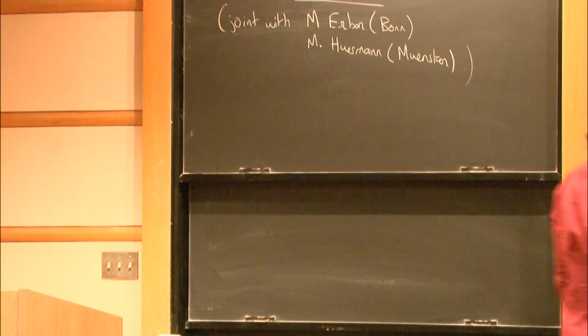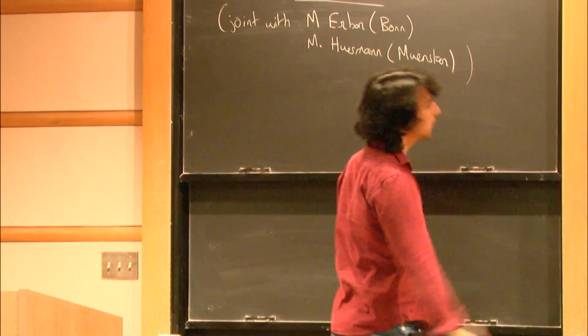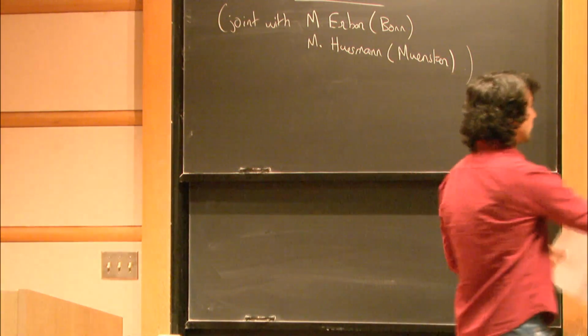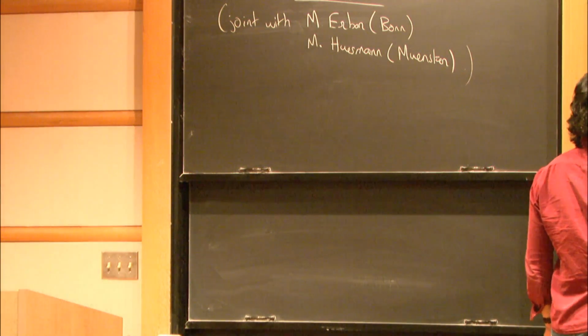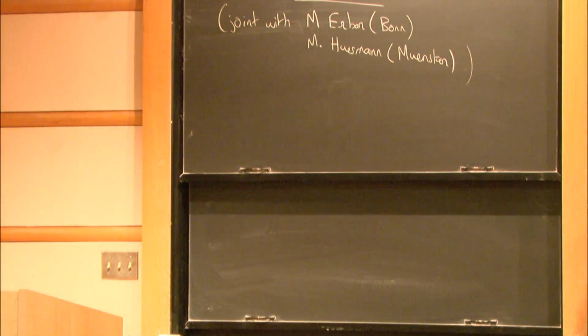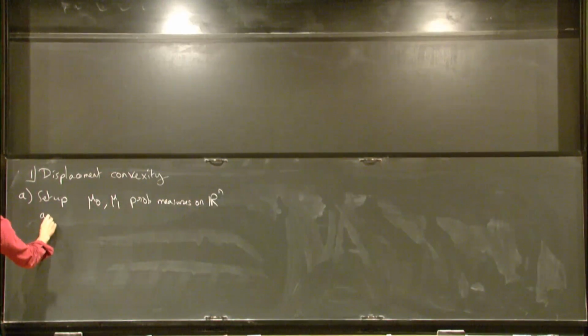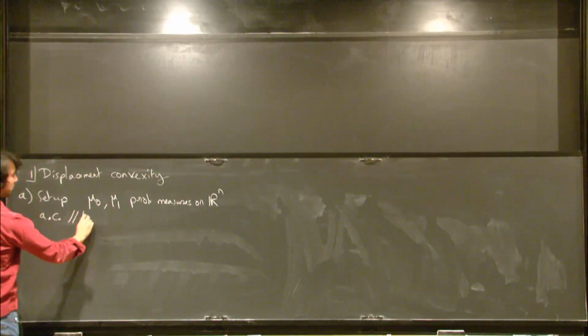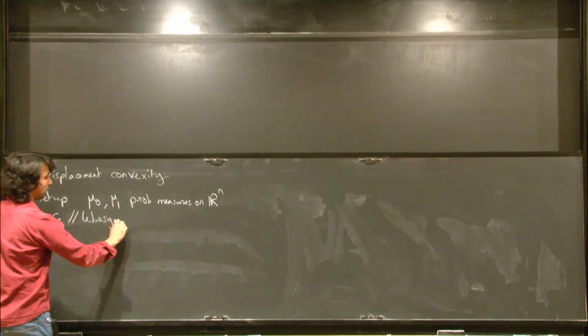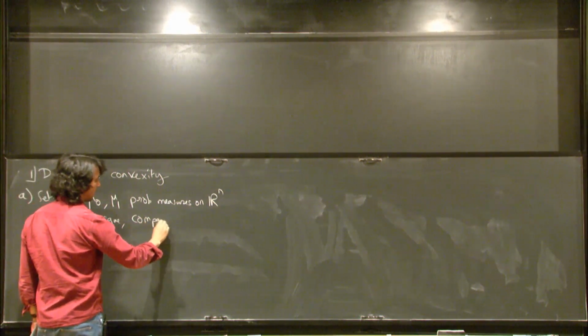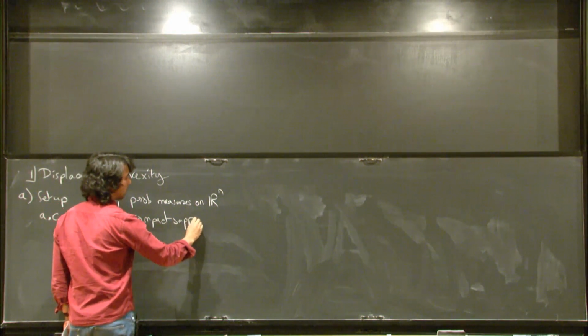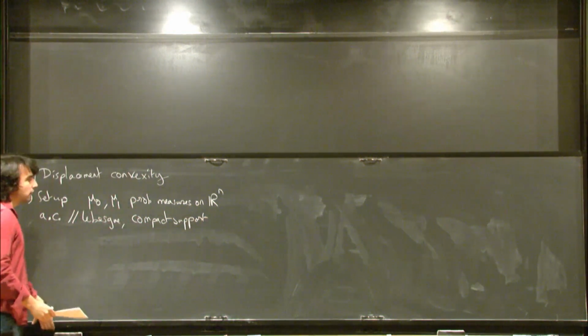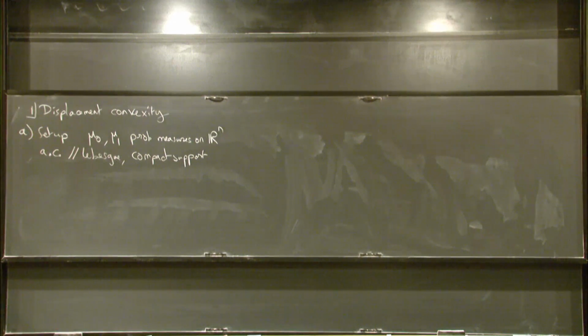So displacement convexity is a sub-notion of optimal transport. So what's the setup here? I take two probability measures on R^n, and let's say they are absolutely continuous with respect to the Lebesgue measure and compact support, just to make life easy. It's certainly not necessary.